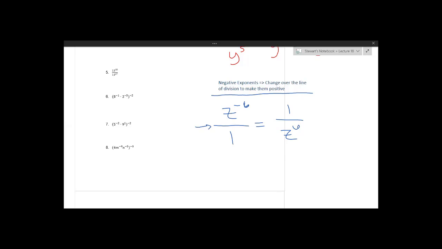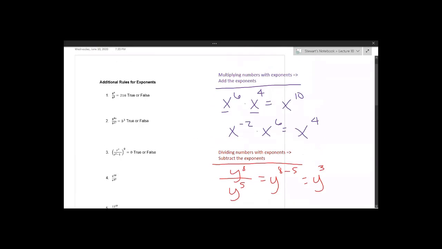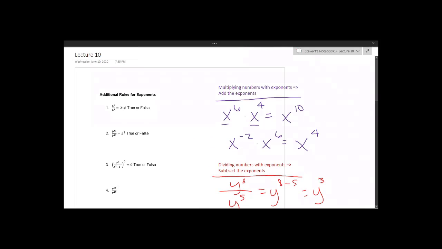Likewise, if you had 1 over a to the negative 3rd power, to make this positive, you'd once again flip this over the line of division to make the exponent positive, so you'd have a to the positive 3rd over 1. And that's how you deal with negative exponents if they ask you to fix them and make them not negative anymore. You just flip them over the division line, and that's all that you have to do.